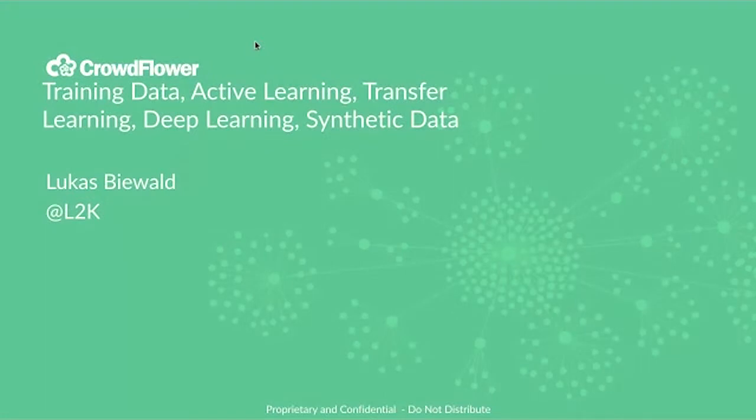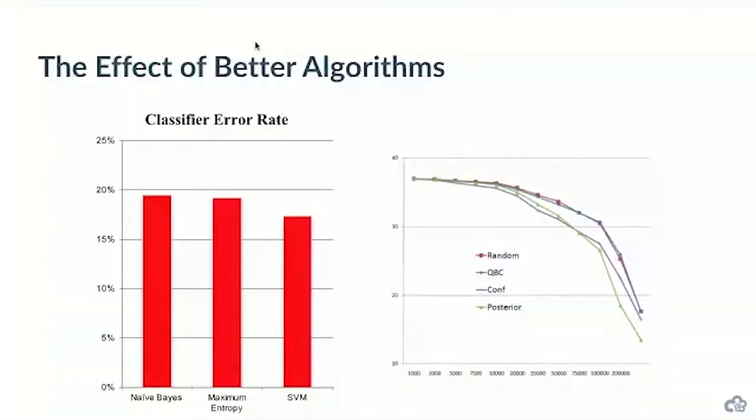So today, we're going to talk about my favorite topics, like I was saying: training data, active learning, transfer learning, and a little bit about synthetic data. I think these are actually the most important topics if you want to really deploy machine learning models or deep learning models for real world applications typically. I want to start off by talking about a couple graphs and why I started my company CrowdFlower.